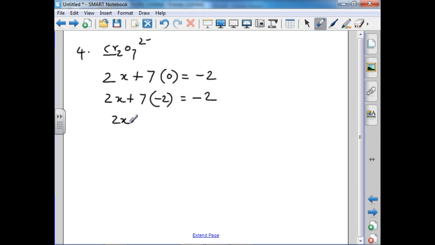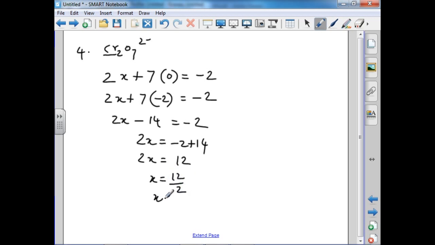So 2X plus 7 into -2, that is -14, equal to -2. So 2X equal to 14 minus 2, moving to the other side. So 2X equal to 12. X equal to 12 divided by 2, X equal to 6. So the oxidation number of chromium in the ion is 6.